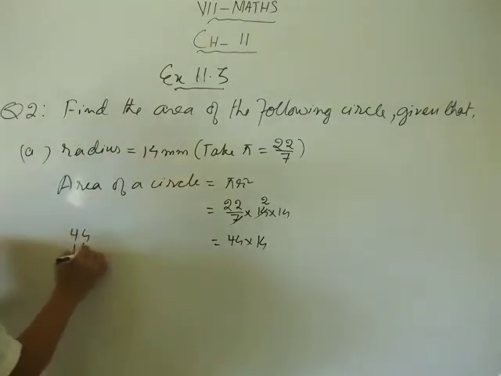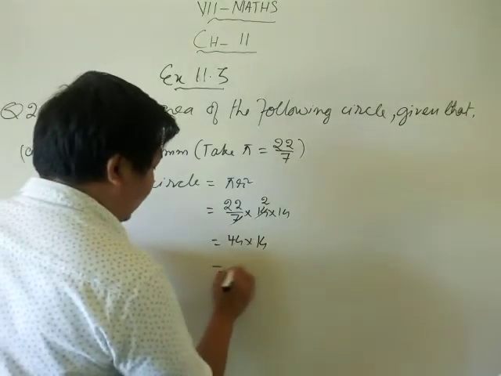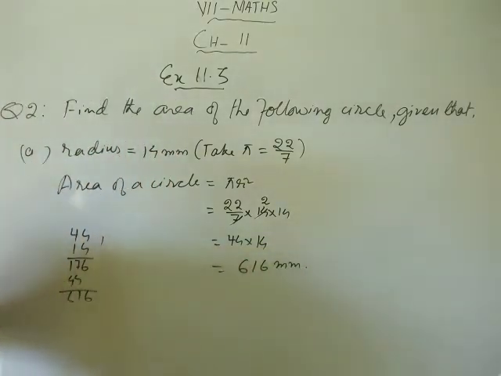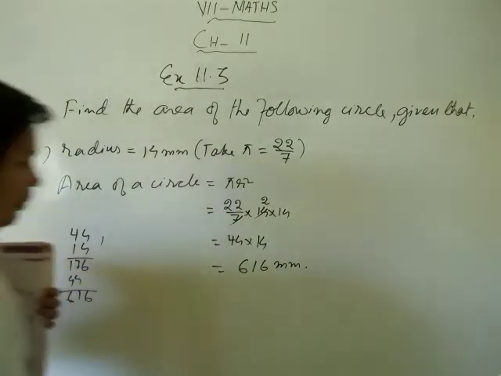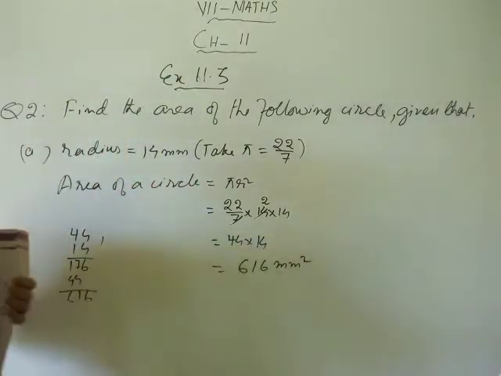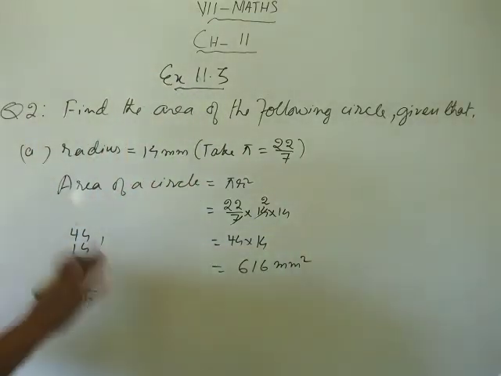44 into 14, 4 fours are 16 and 1, 7 4s are 28... we are getting 616 millimeter. Okay. So 616 millimeter is the area, millimeter square. Okay, it is millimeter square. So millimeter square is the area of the circle.